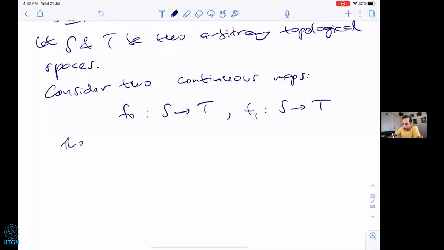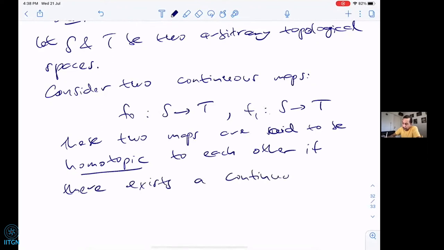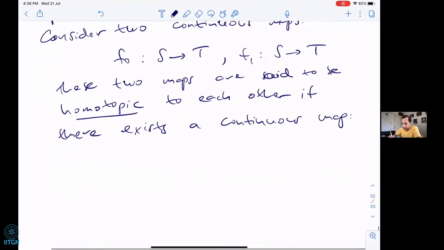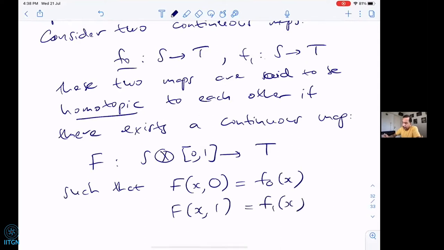Now, these two maps are said to be homotopic to each other if there exists a continuous map capital F from S cross [0, 1] to T, such that, you can probably guess the rest, F of (x, 0), where x is in S, my notation isn't ideal, I'll admit, is the first map F0, and F of (x, 1) is the second map F1.